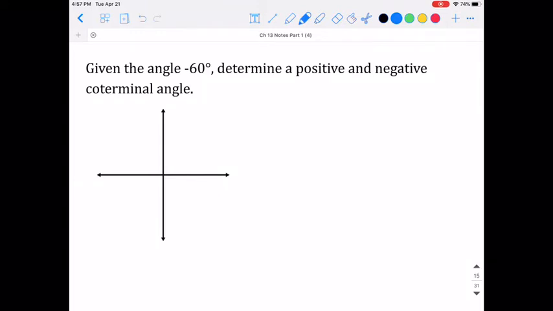Before we determine our angles, we're first going to sketch negative 60 degrees. So your initial side is always on the positive x-axis. Negative 60 degrees is 2/3 of the way. Because it's negative, we're going in a clockwise direction, so it's going to be right around there. So we start with our angle of negative 60 degrees.